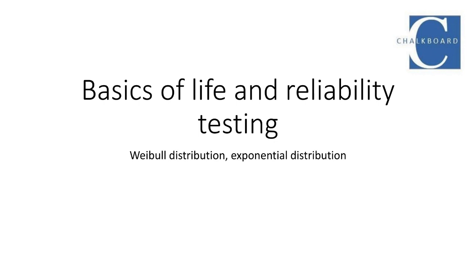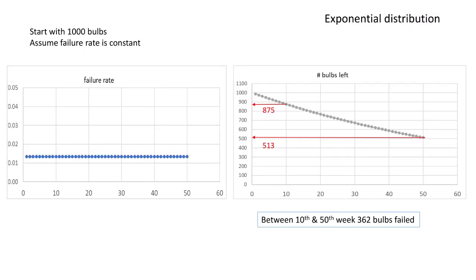Consider a situation where 1,000 bulbs are being tested by keeping them switched on continuously. After every week, the number of bulbs failed is counted. Let us say the rate of failure is constant. At the end of the first week, 13 bulbs would have failed, leaving 987 bulbs. In the next week, another 13 fail, and we are left with 973, and so on.